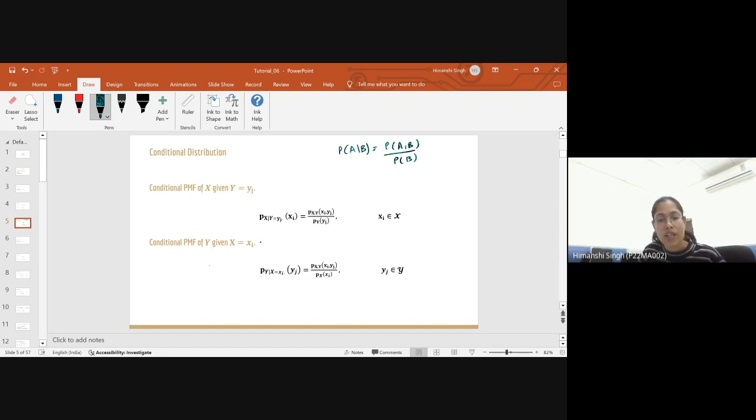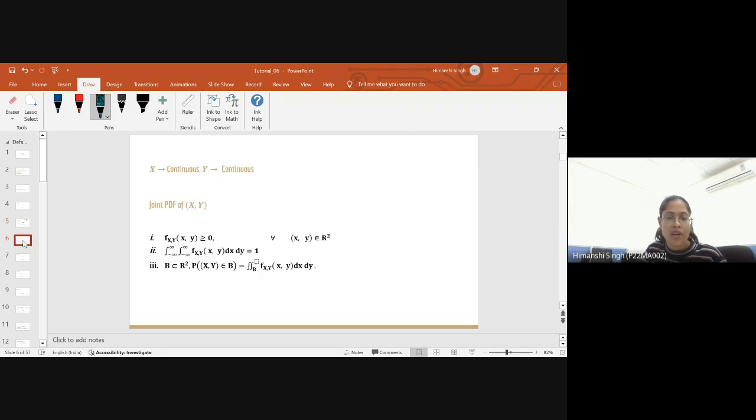Now, a similar thing we can do for the continuous distribution also. If both random variables are continuous, then I can define the joint PDF, which we will represent by f(x,y). Because it is a probability kind of thing, it will be greater than or equal to 0 for all (x,y) in R square. And since both are continuous, the double integral ranging over minus infinity to infinity should be equal to 1.